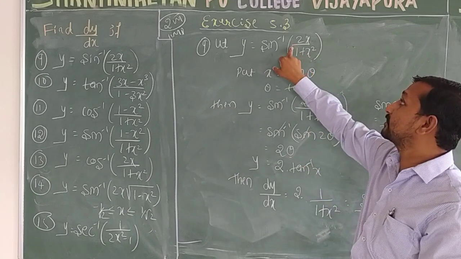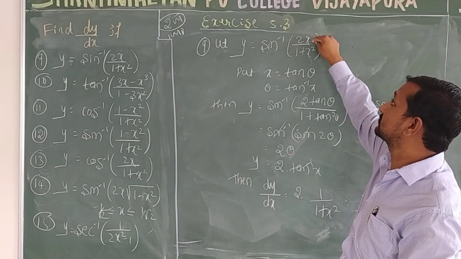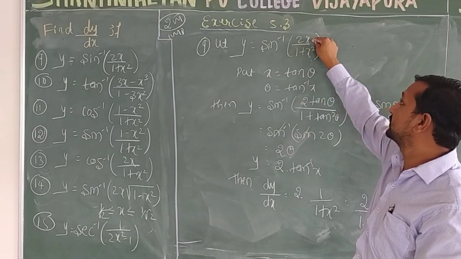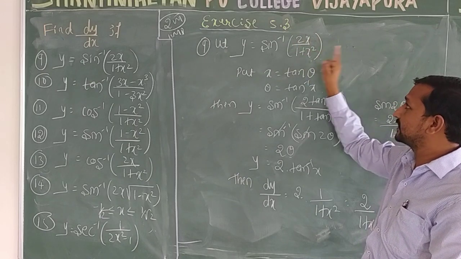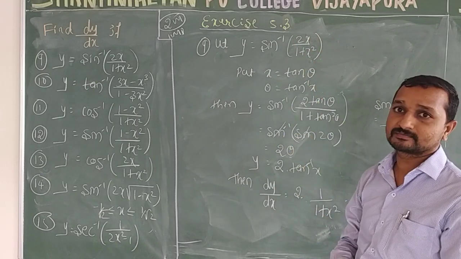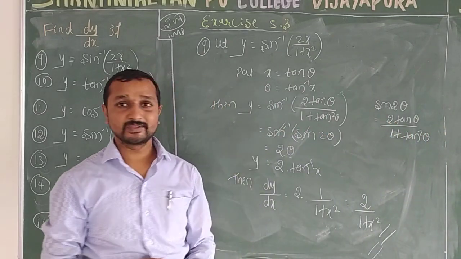So what is the formula for the sin function? Obviously we know that we put x equal to some trigonometric function, that is tan theta. 2 tan theta divided by 1 plus tan square theta is the formula. So then we will get sin inverse and sin. Is that clear? This is the example. Okay? Write this example.